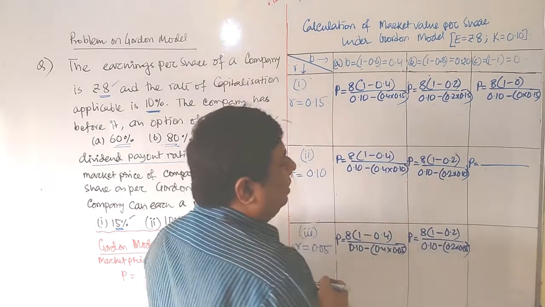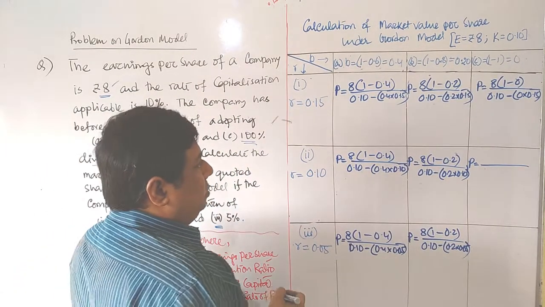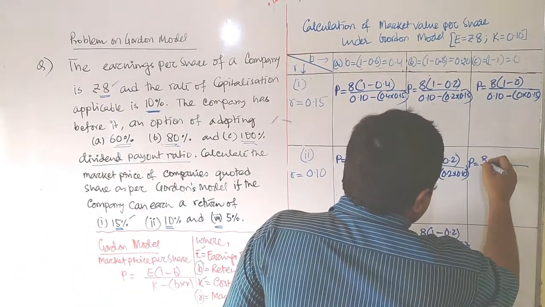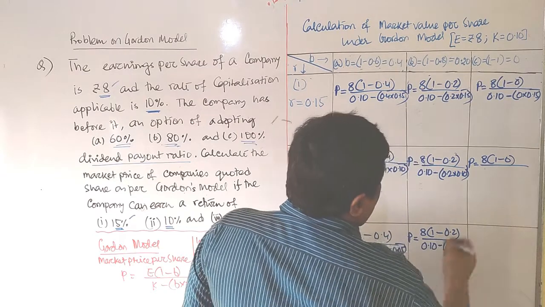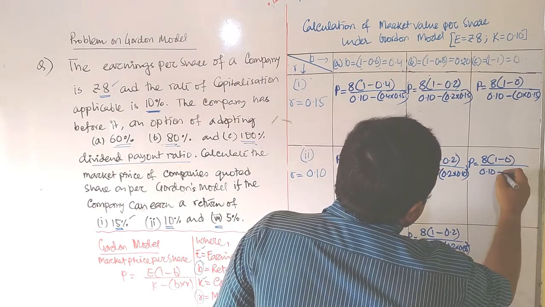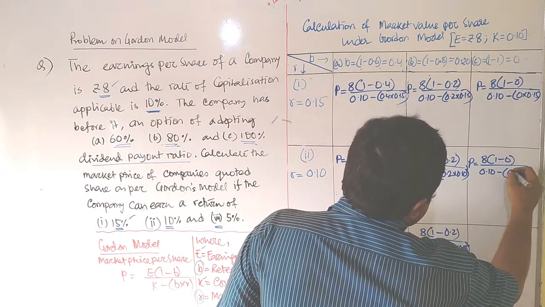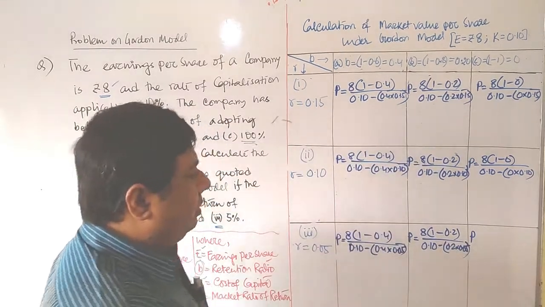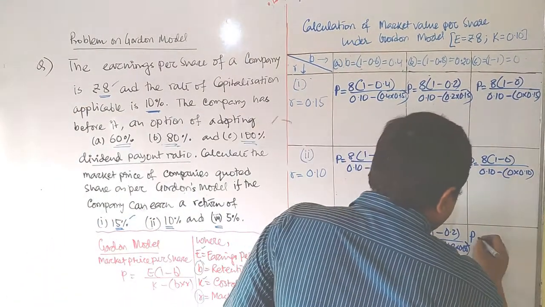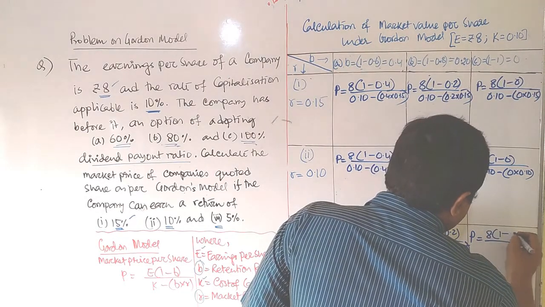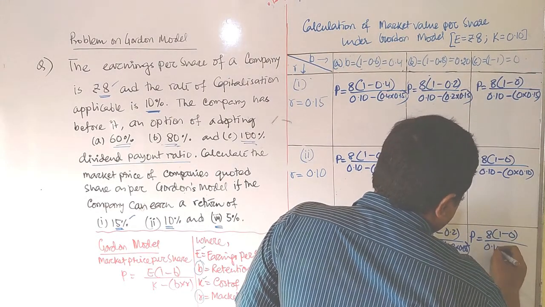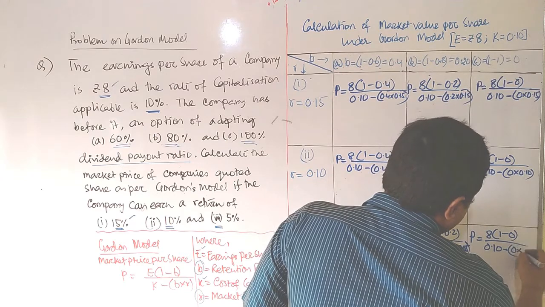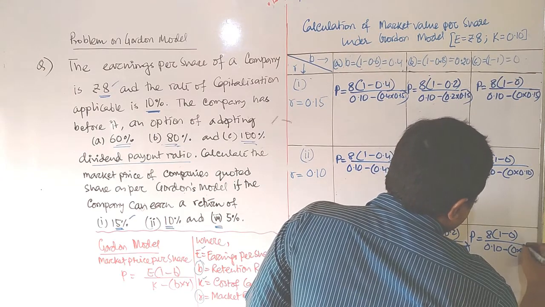In second row and third column, P equals, the numerator remains the same, 8 times (1 minus 0), cost of capital 0.10 minus BR, 0 into 0.10. In third row and third column, P equals 8 times (1 minus 0), 0.10 as cost of capital minus BR, 0 into 0.05.